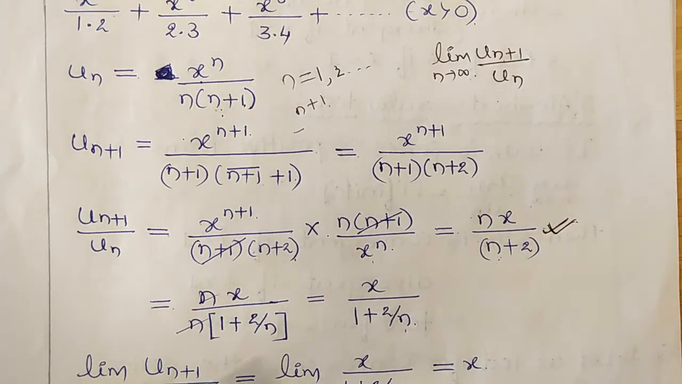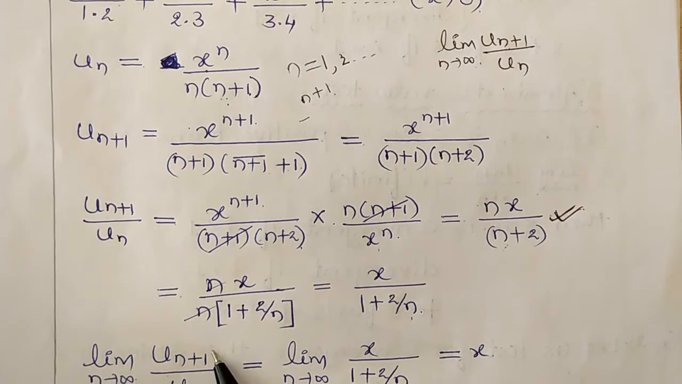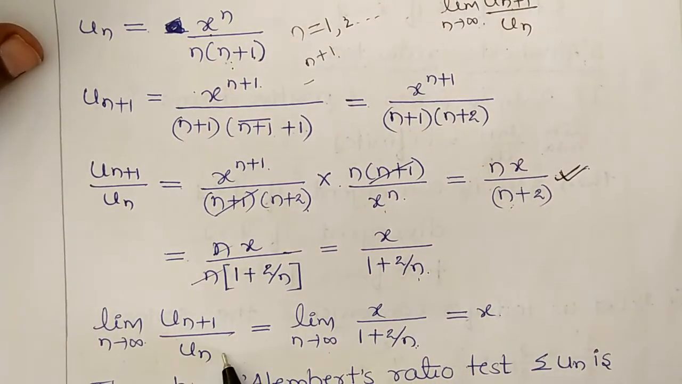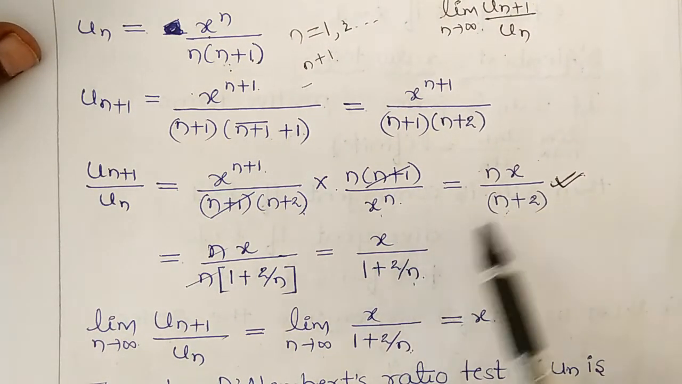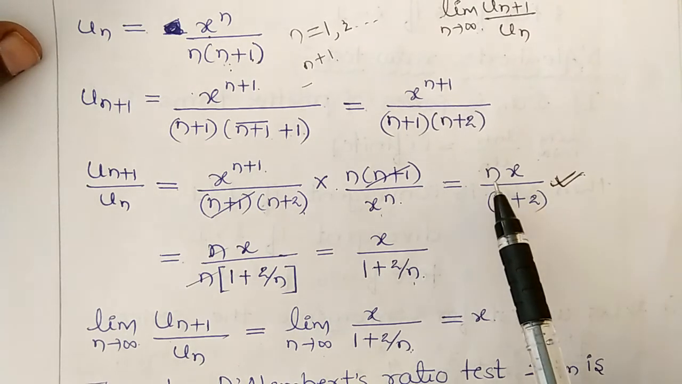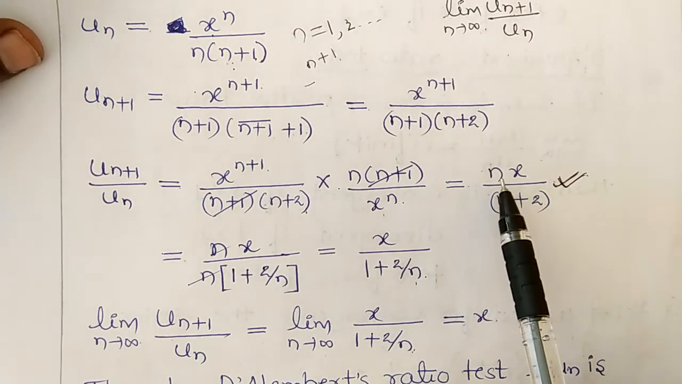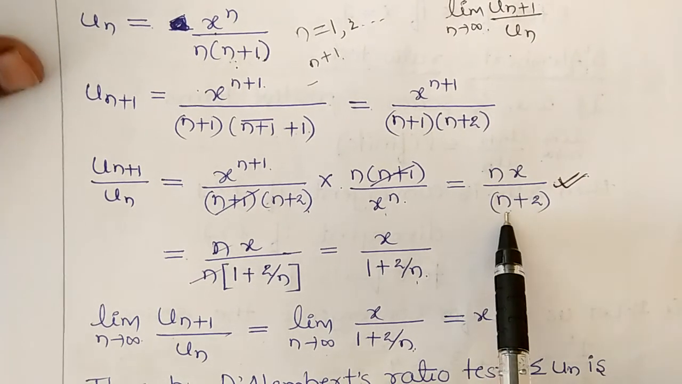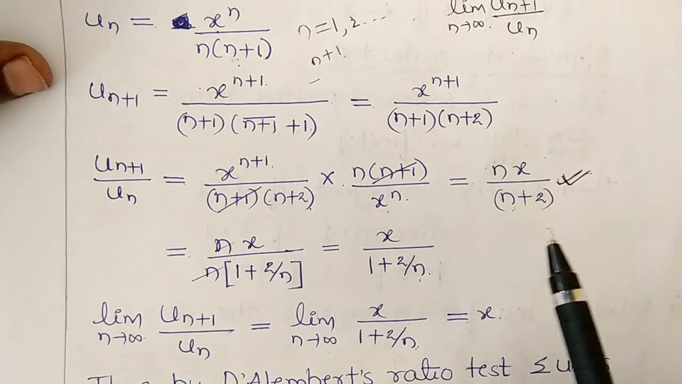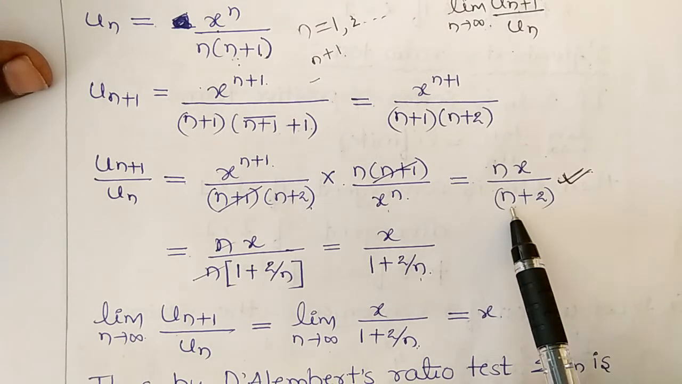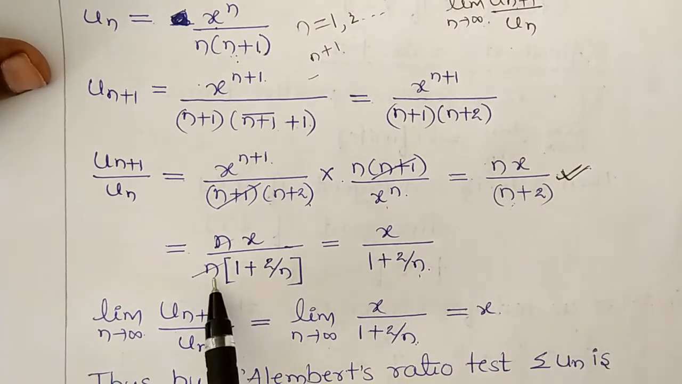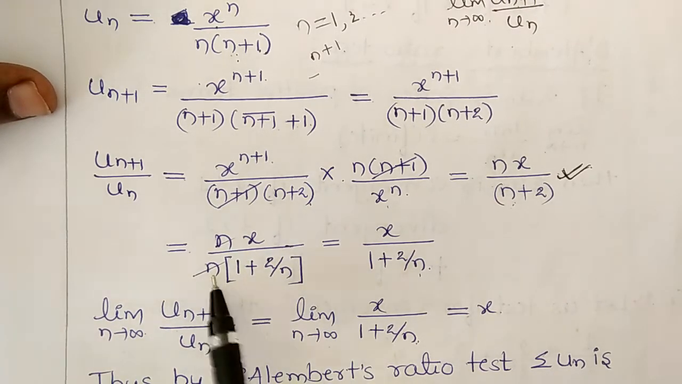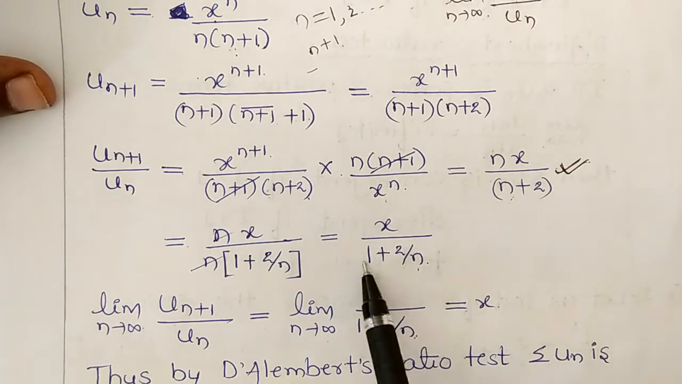Now apply the limit on both sides: limit of un plus 1 divided by un as n tends to infinity. Un plus 1 divided by un is this value. Then we directly have to put the value of n. Yes, it is infinity by infinity form. So that's why you have to take out n from n plus 2. We get n into 1 plus 2 divided by n, the n gets cancelled, which equals x divided by 1 plus 2 by n.